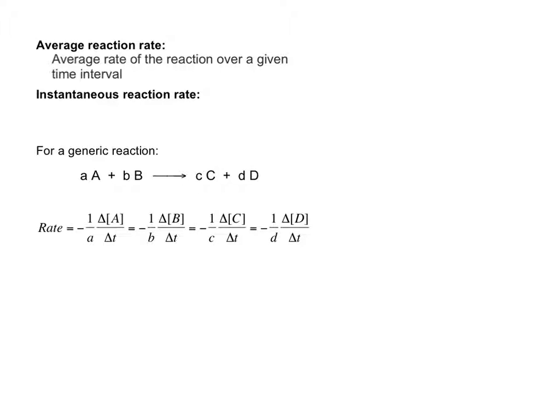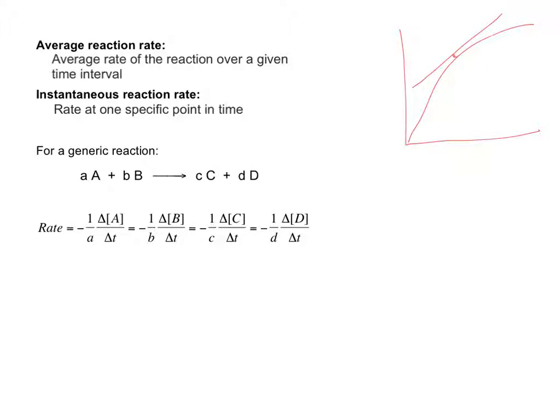So for example, on the front page, I had a graph that looked like that, right, for the product that we were forming. So in that case, if we wanted the instantaneous rate, we go to the point on the graph that we're interested in, and then we draw a line tangent to that, and the slope of that line is going to be our reaction rate at that specific instant in time.